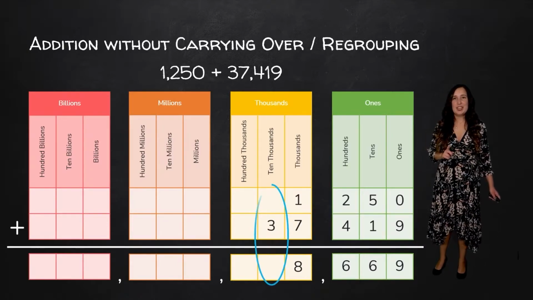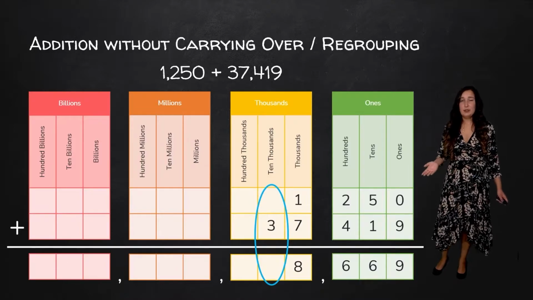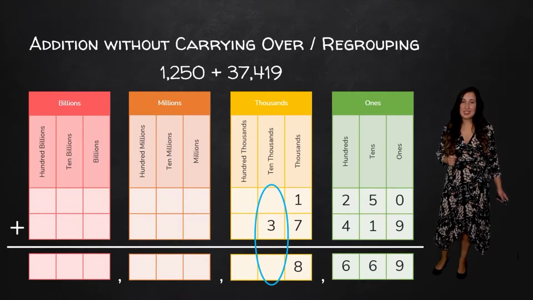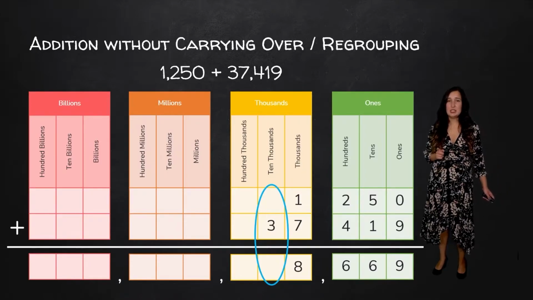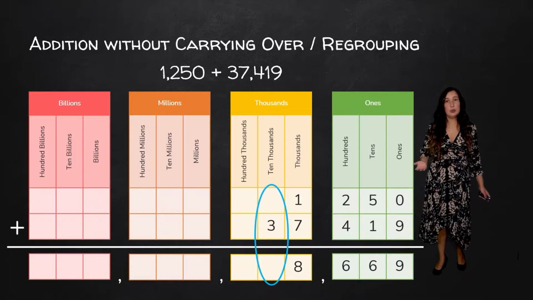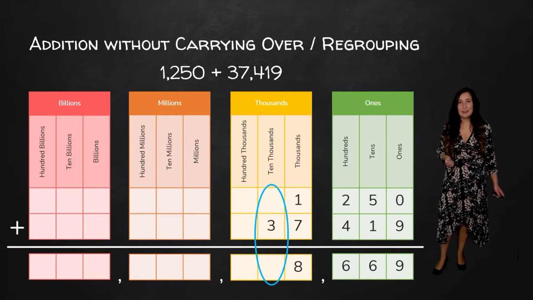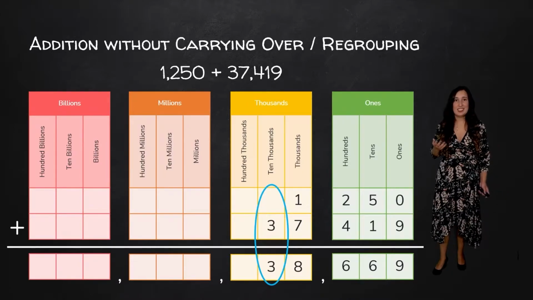Finally, we're going to move on to the 10,000s. If you notice, one of our numbers does have a value in the 10,000s place, and the other one does not. So if it makes it easier for you to add a 0, you can, but you do not have to. So here we have nothing plus 3, which ends up just giving us 3.